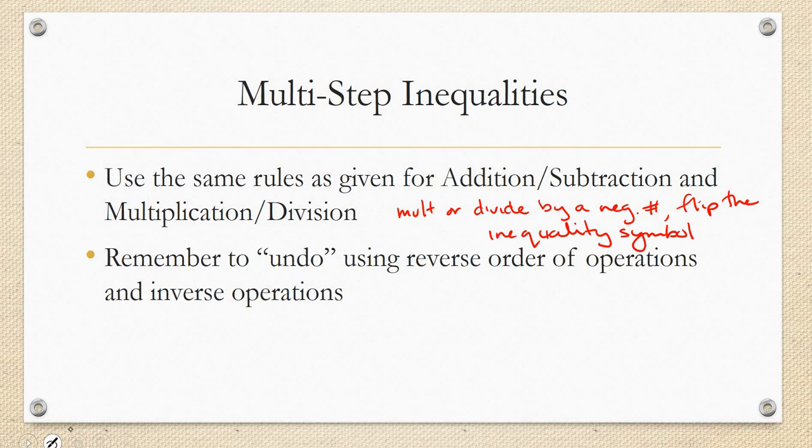And as always, as we're solving, remember we want to undo using reverse order of operations and inverse operations. So reverse order of operations means that instead of doing the add and subtract first, I'm doing it last. And inverse operations, again, are things like if it is addition, I use subtraction. If it is multiplication, I use division.